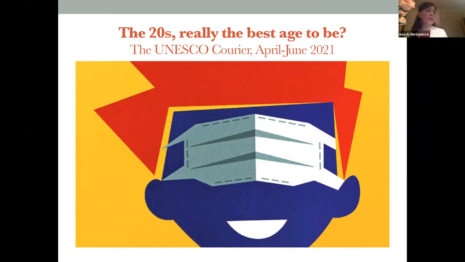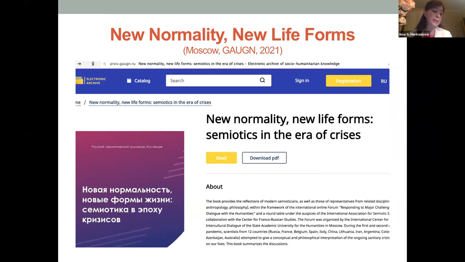At the beginning of this year, together with our colleagues, semioticians and humanities scholars from 12 countries, we held a round table on this topic and published the book, New Normality, New Life Forms: Semiotics in the Era of Crisis. So we want to quote one thought from this book. These are the words of Dominique Reynaud, climatologist, Nobel Peace Prize laureate from the University of Grenoble, France.